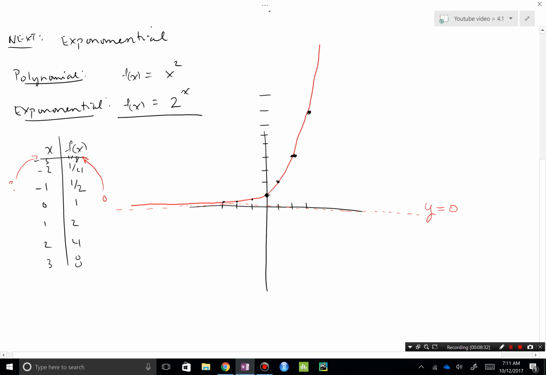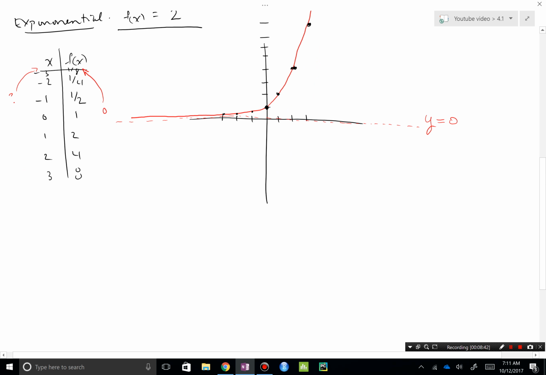Now here's something that's cute. This is what every exponential will look like. Every exponential, I don't care. In general, I know this one was for 2 to the x, but here's what any exponential, f of x equals a to whatever power, will look like.